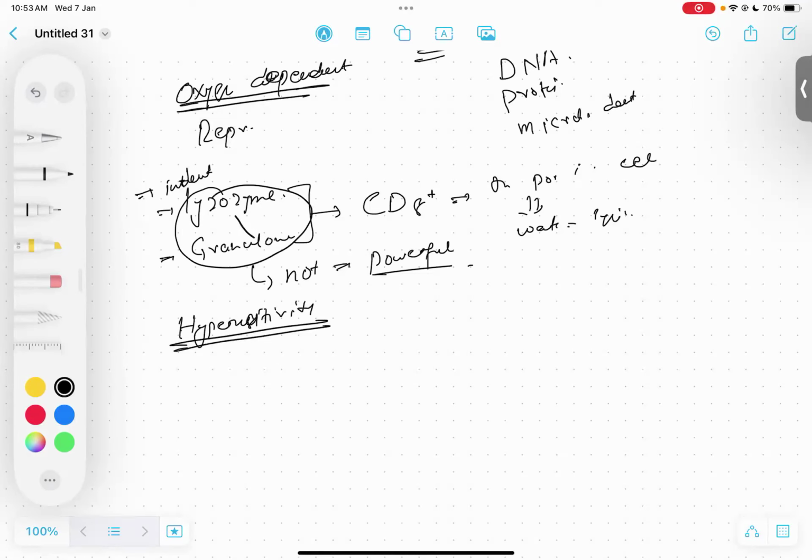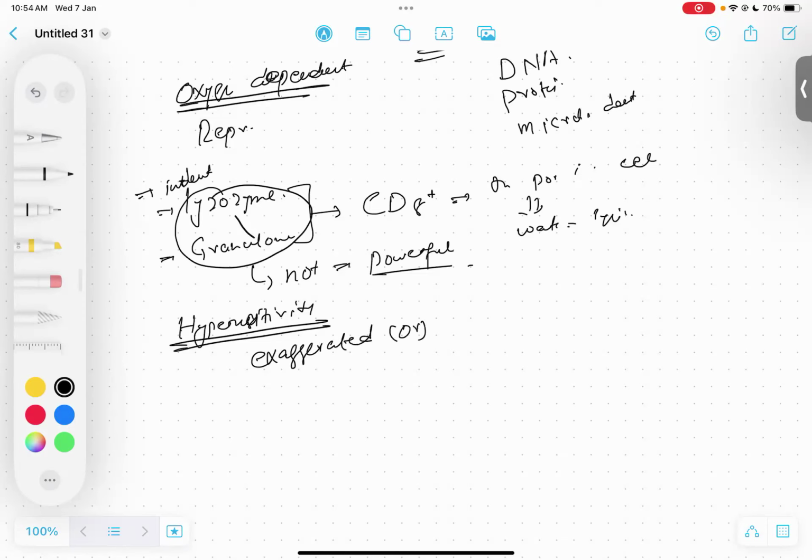Is any immune reaction of the body against any antigen a hypersensitivity? It can be taken as a hypersensitivity, but the correct definition is exaggerated or inappropriate immune response. Okay, doctor, the word exaggerated is usually important.